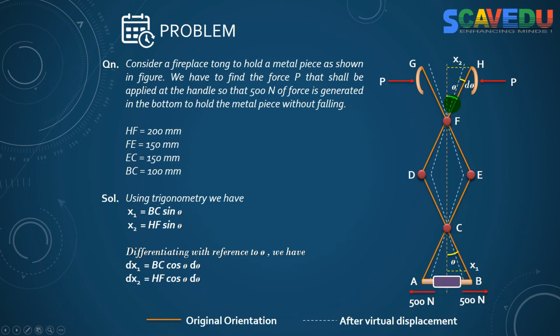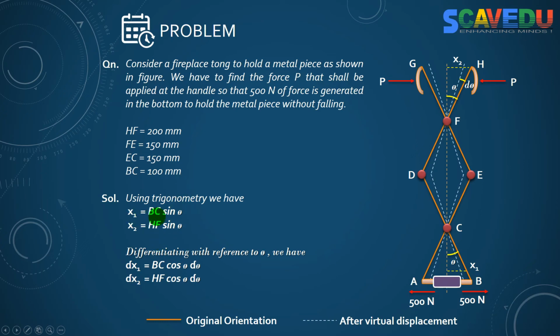So you can write this x1 and x2 in terms of sine, similar to what we have done in the previous problem. That is, x1 is equal to BC sine theta. So here BC, from B to the central axis in the bottom, is x1. You can see it here marked in yellow color. And at the top, x2 will be equal to HF or FH sine theta. In this question all the lengths are already given: HF is 200 mm, FE is 150, EC 150, BC 100 mm. We have to find the value of P that I shall apply to get 500 Newton of force in the bottom.